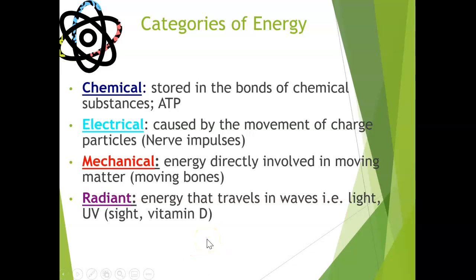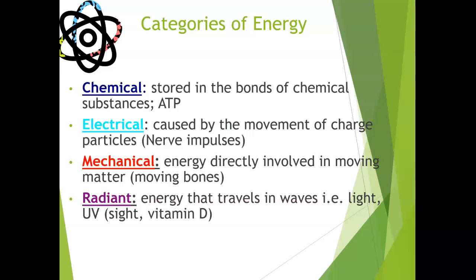Electrical energy is caused by the movement of charged particles. So ions, nerve impulses, those are examples of electrical energy. When you get electricity from electrical energy, it's a movement of ions or charged particles from one spot to another spot. Mechanical energy refers to energy directly involved in moving matter, so like moving your bones, moving around.